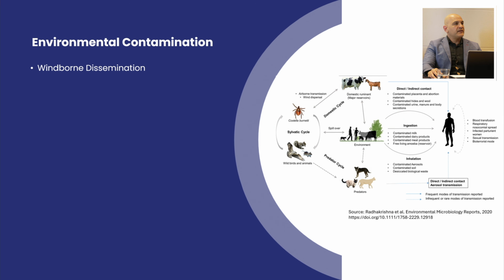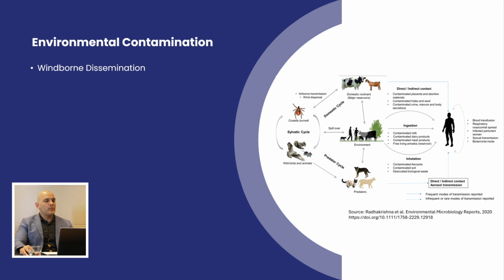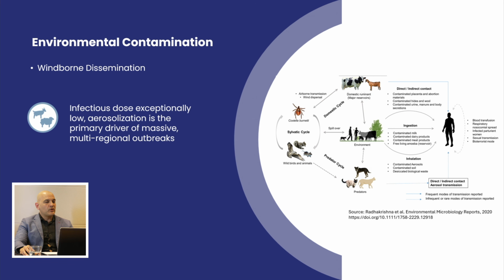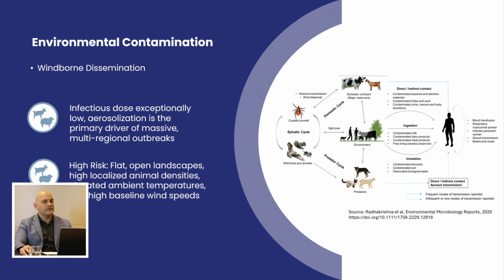Once shed in the external environment, the pseudospores are incorporated into farm dust. Because the infection dose is exceptionally low, the dose to cause disease in humans and naive animals may be fewer than 10 bacteria. Aerosolization is the primary driver for massive multi-regional outbreaks. The pathogen's capacity for wind-borne dissemination is high and represents a big challenge for public health authorities.